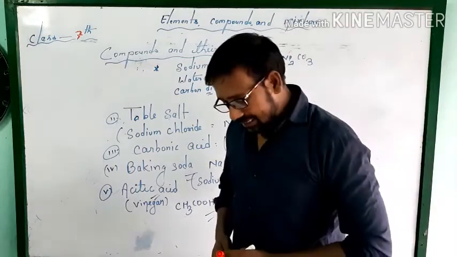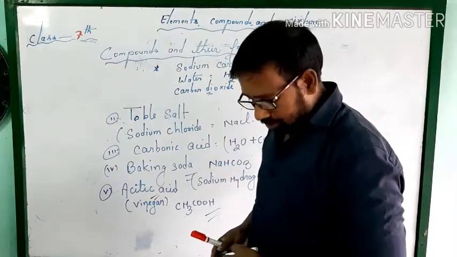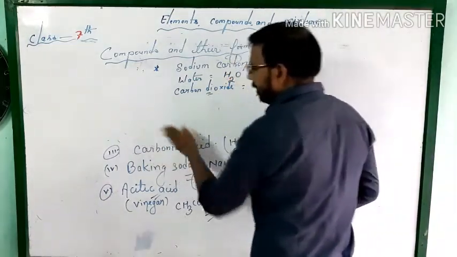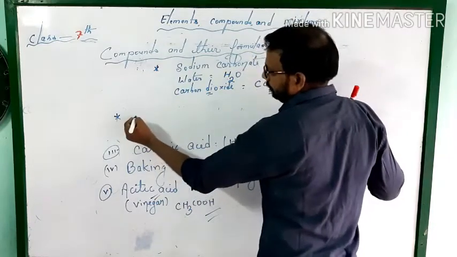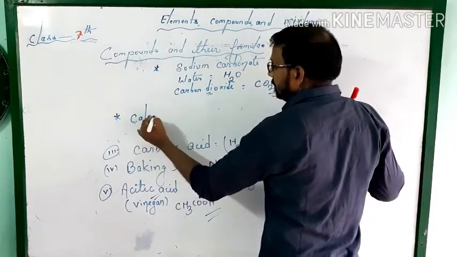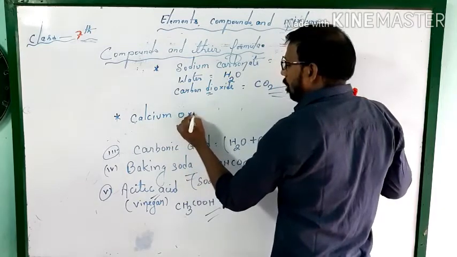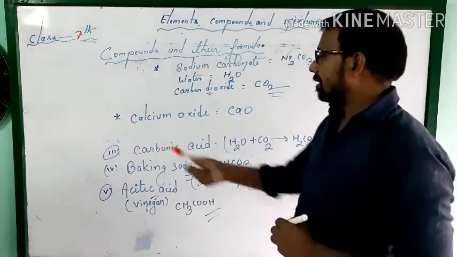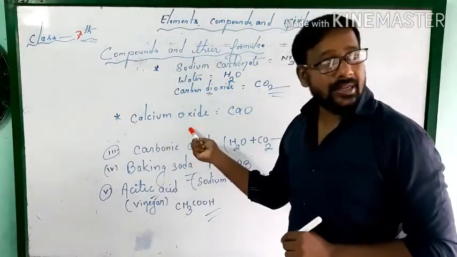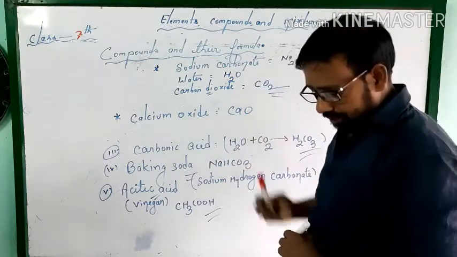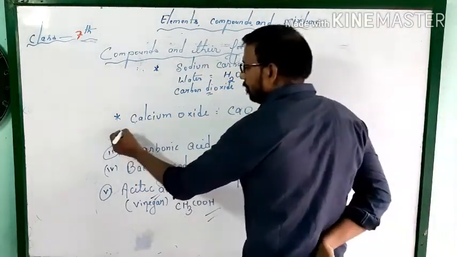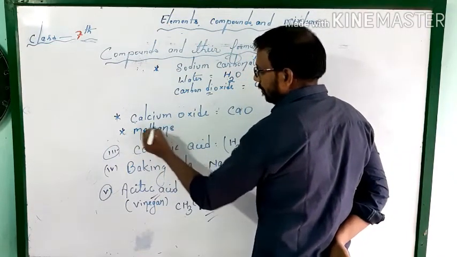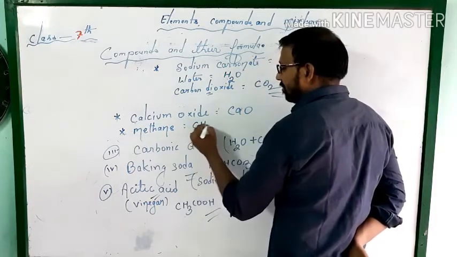It is the very easiest thing to learn. Please try to understand. Again, one formula is given. What is the name of that formula? Calcium oxide. The formula is CaO. Calcium and oxygen combine to form calcium oxide, CaO. That is a common name. Again, one formula is given in your book, methane: CH4, methane.